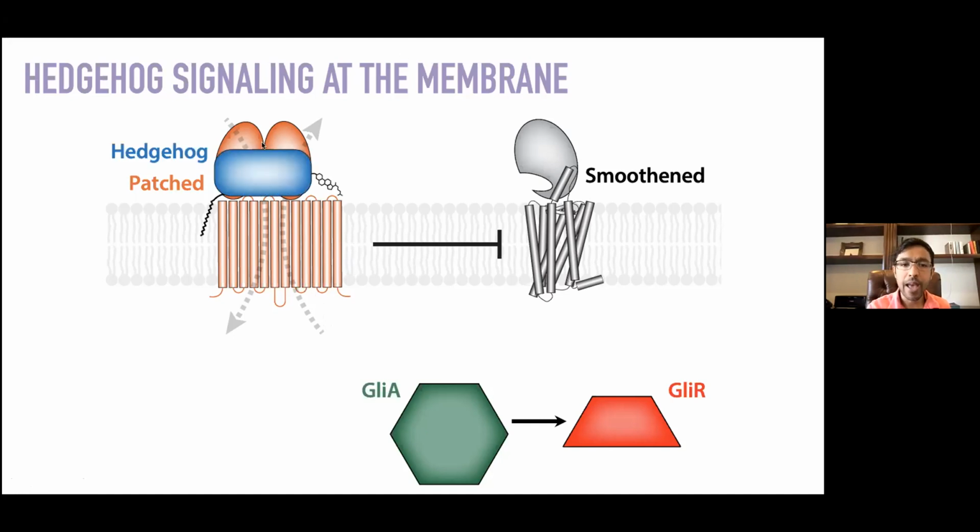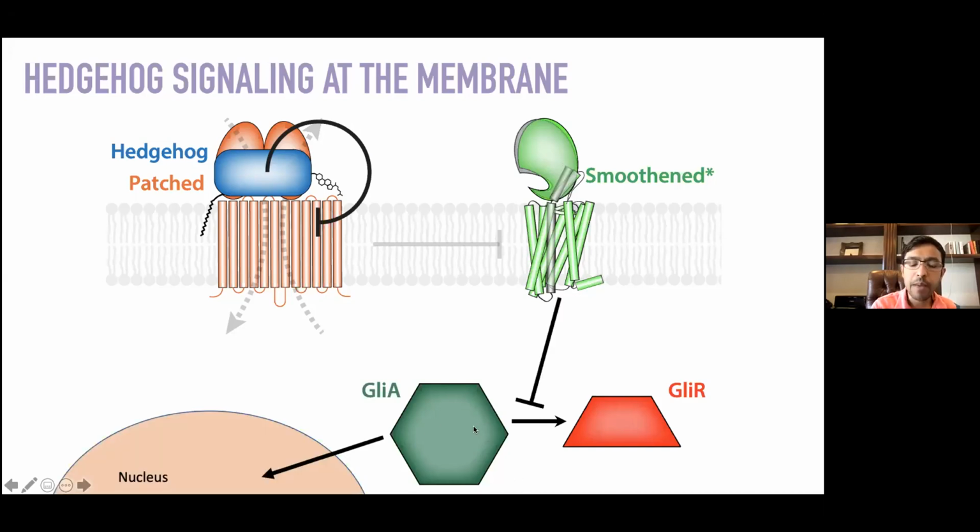Now, when the hedgehog morphogen comes along and binds patched, it's proposed that hedgehog inhibits whatever patched function is. This then releases the brakes on SMOOTHENED, and now SMOOTHENED turns on. And this activated SMOOTHENED inhibits the degradation of this transcription factor GLI, allowing it to build up and then turn on a whole host of transcription cascades that are responsible for hedgehog signaling.